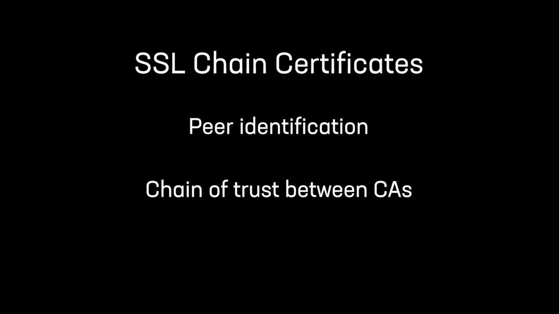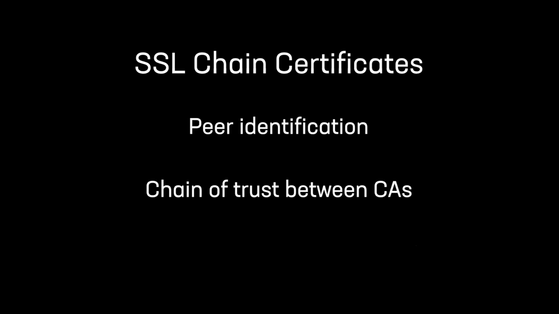Chain certificates are used to help systems that depend on SSL certificates for peer identification. A chain certificate creates a chain of trust between the certificate authority, or CA, that signed the certificate and the CA that is already trusted by the recipient of the certificate. This allows the recipient to verify the validity of the certificates presented even when the signing CA is unknown.